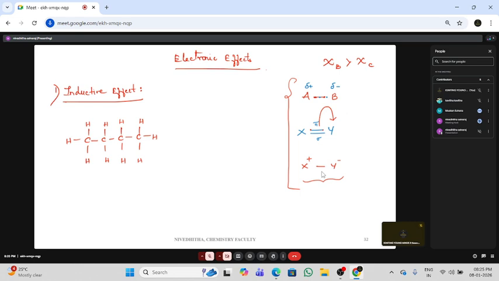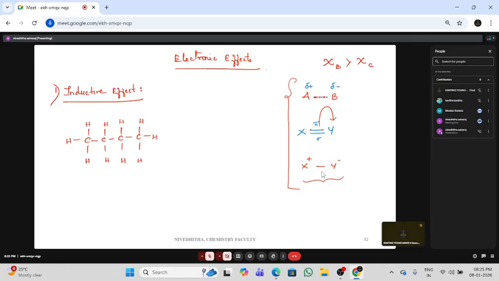What is the name of this compound? Butane. Yes, it is butane, because we have 4 carbons and all the 4 carbons are connected through single bonds, and all the carbons' valencies are satisfied using hydrogen atoms. So it is butane.